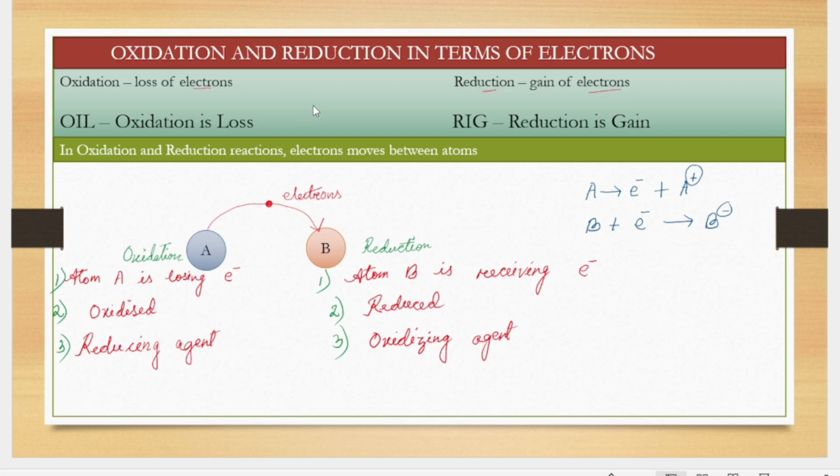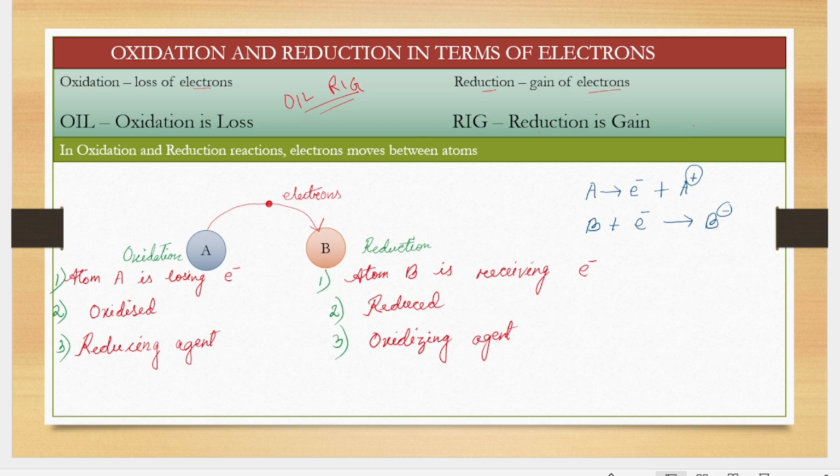In simple words, what can you remember? OIL RIG. Okay? Remember the term OIL RIG. OIL means oxidation is loss, loss of electrons. RIG means reduction is gain, that means electrons are gained.